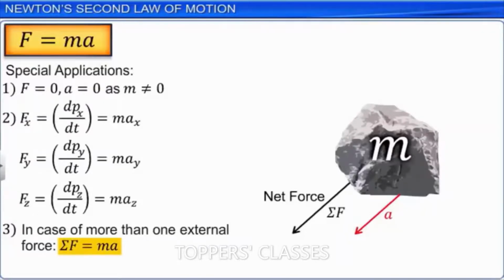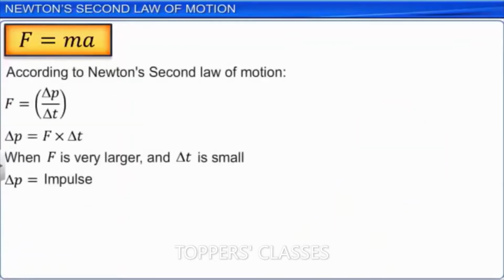Newton's second law applies to instantaneous force and instantaneous acceleration. Newton's second law of motion can also be written as: change in momentum is equal to the product of force applied and the length of time for which it is applied. If a very large force is applied for a very short duration of time, it results in a large change in momentum of the body.